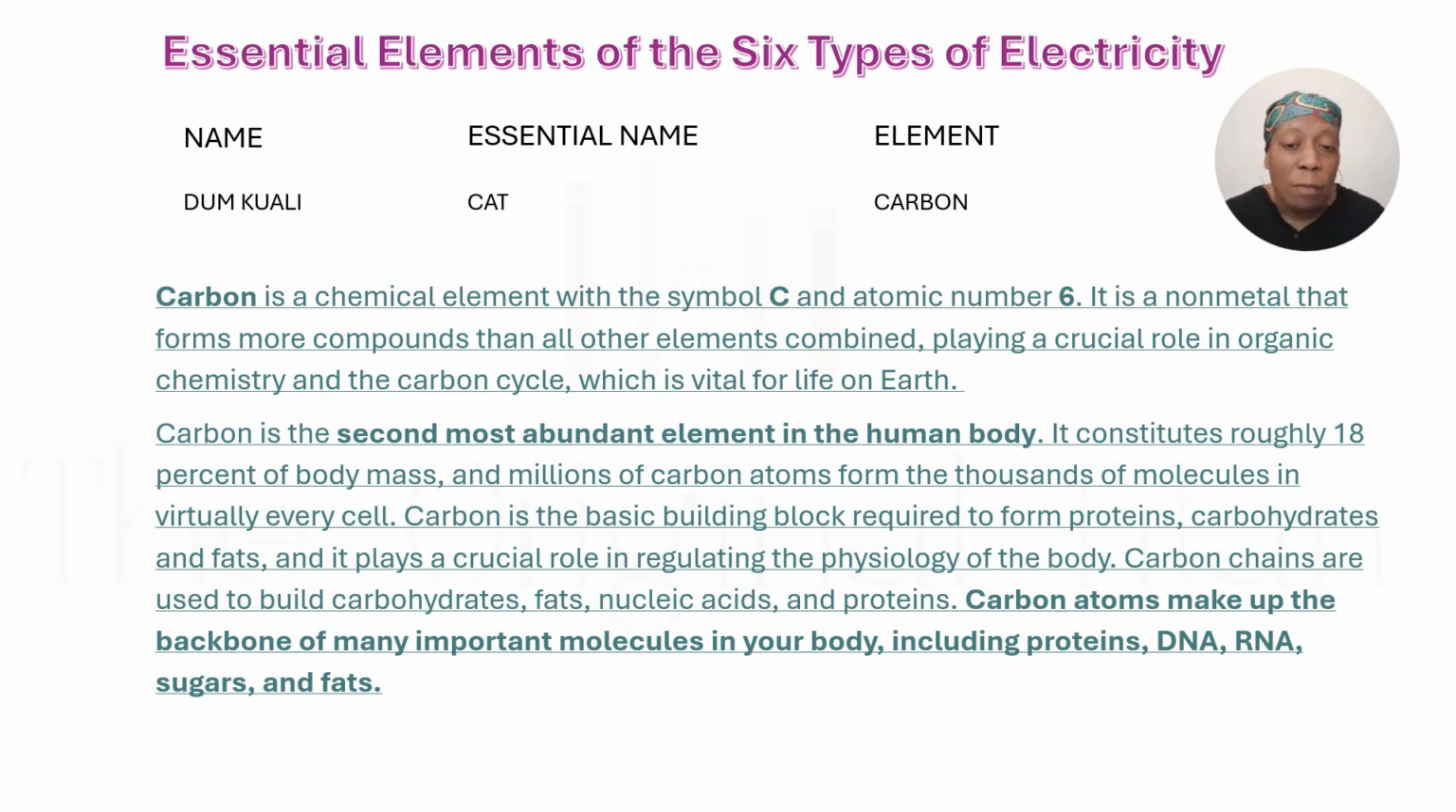And carbon atoms make up the backbone of many important molecules in our body, including proteins, DNA, RNA, sugars, and fats. We hear an awful lot about carbon footprints and eliminating carbon footprints. We live in an earthly type body in order to be in the third dimension. So why are the wicked vilifying carbon? That's something to keep in mind.